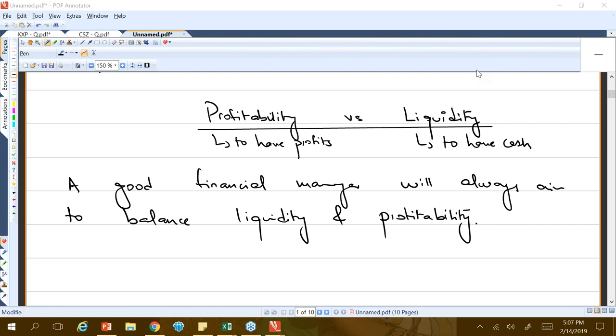Too much liquidity and not enough profitability. What is the danger there? Write your comments in the question box.